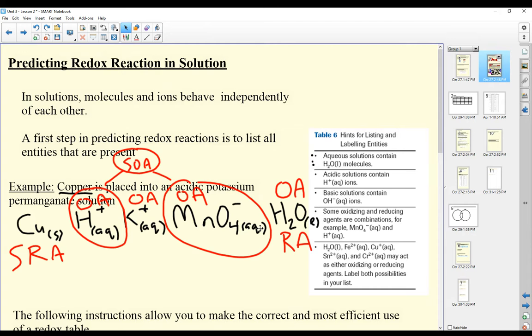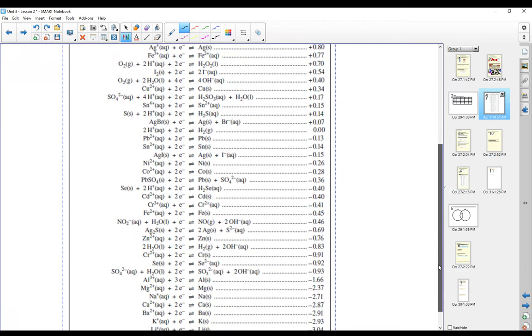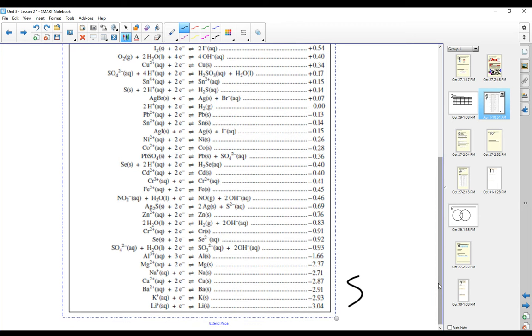We're gonna hop into our data book here, and we're looking at oxidizing agents. Oxidizing agents again undergo reduction, and I'll just make sure to put the note here. We have our strongest oxidizing agent at the top, and going down they become weaker. We have our strongest reducing agent at the bottom, and they get weaker as we go up.